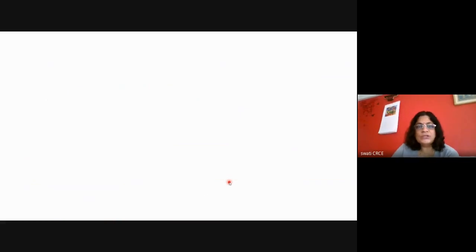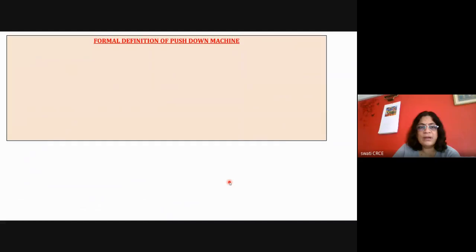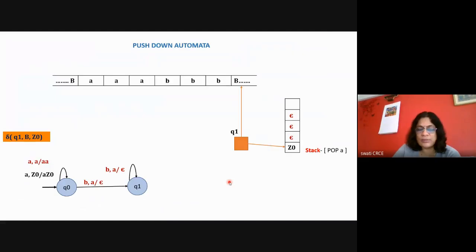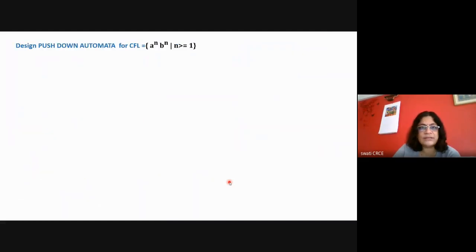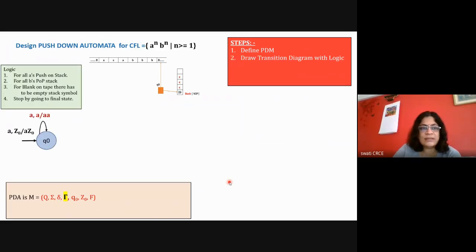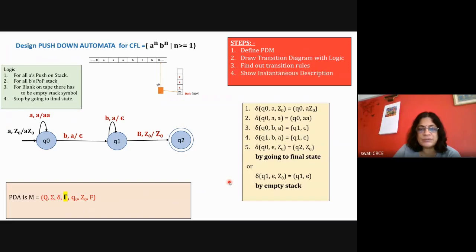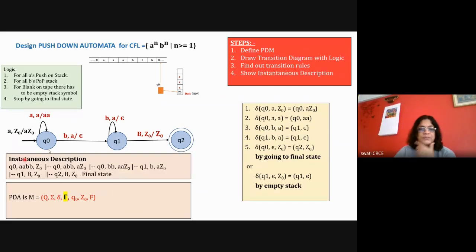Okay, so I'll show you the instantaneous description, how to write it down. I'm not writing this for each and every problem, only for one problem I'm going to write the instantaneous description, so you can understand that, and then you will have to write it in the exam. So the instantaneous description is written in this manner. For this problem, A raised to n, B raised to n.